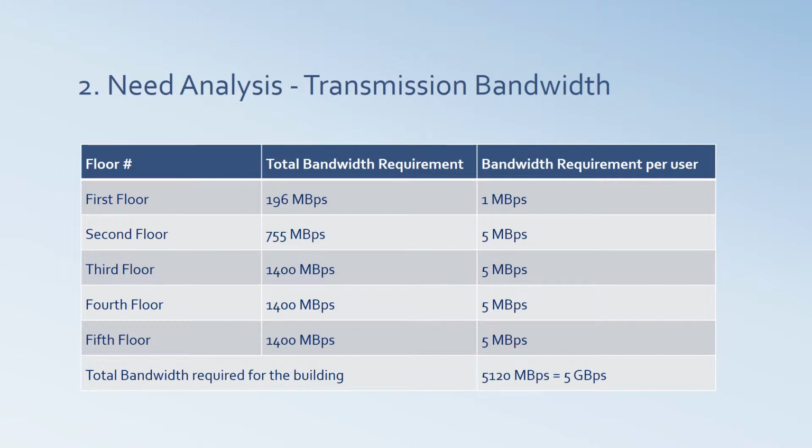Now, as I mentioned earlier, based on the transmission requirements for each user, we have proposed the total bandwidth requirement. As you can see, on the first floor, for each user we have given 1 Mbps of bandwidth. This is because we understand that the first floor comprises only the restaurant and the reception area. For all the other floors, we understand that the application requirements would be high, and so we have given 5 Mbps of speed for each user. Based on the total calculation, we have come up with a figure of 5 Gbps as the bandwidth requirement for the entire network.